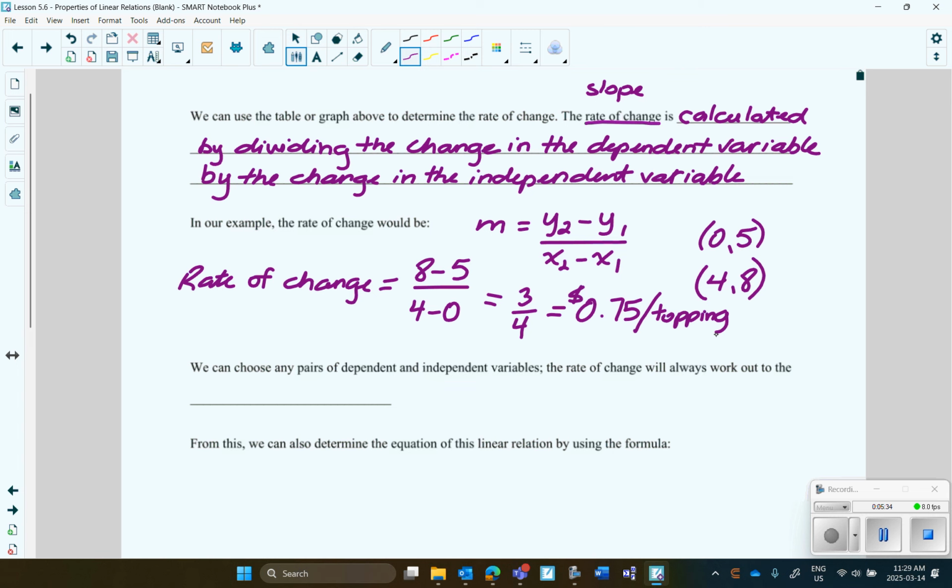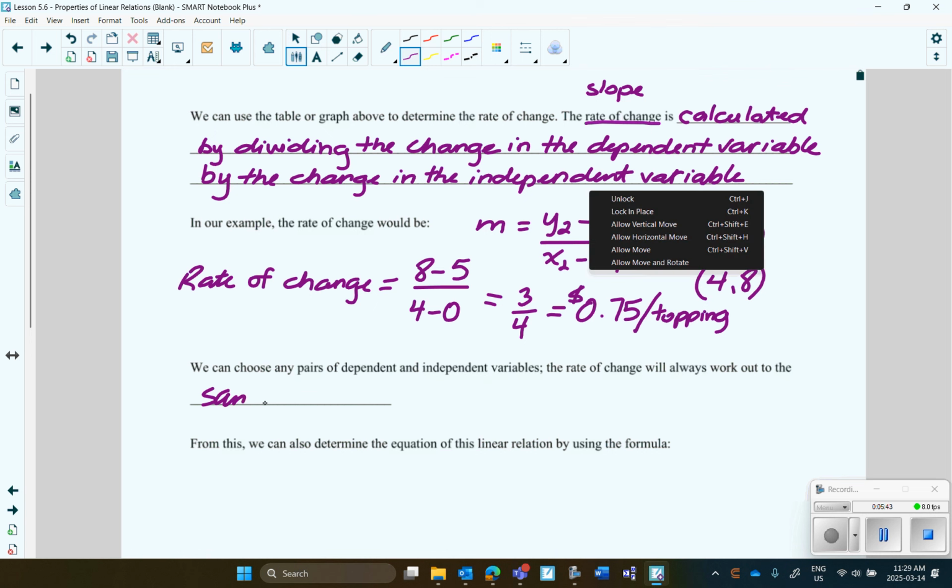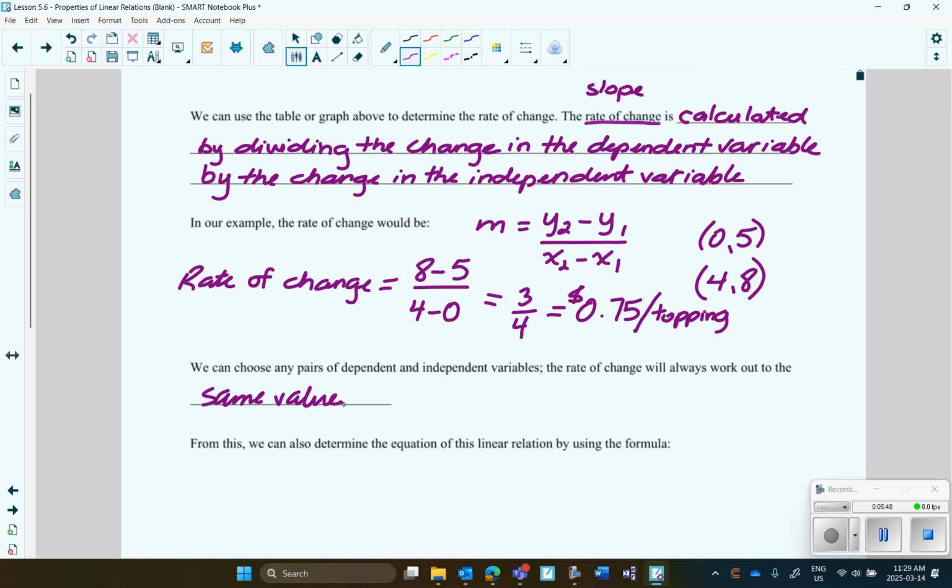And like I said, we can choose any pairs of independent and dependent variables. The rate of change will always work out to the same value. So we could have used the decimal ones, 2 different ones, and you're going to get the exact same answer, because it has to be. It's 75 cents per topping. It doesn't change. It's not like when you hit 4 toppings, it's 50 cents. It doesn't change.